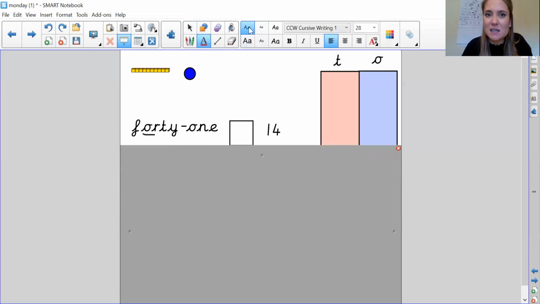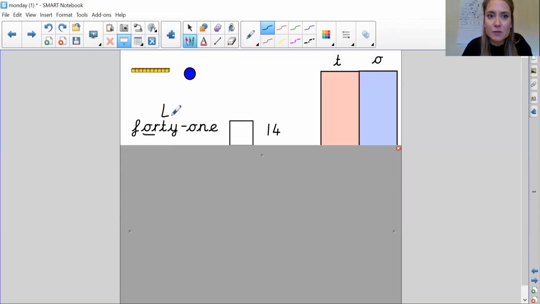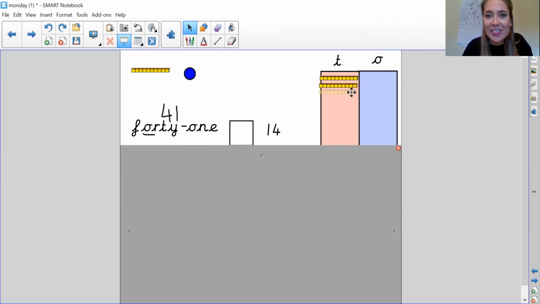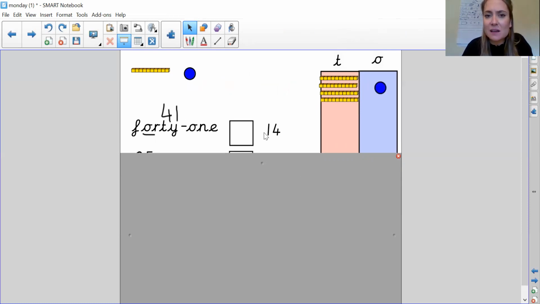You can actually write 41 above it. 41. So we know we've got 4 10s. Count with me. 10, 20, 30, 40. 4 10s is the same as 40. And I've got 1 1. Let's have a look at 14.